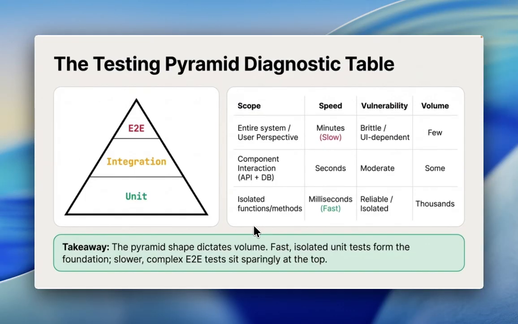The testing pyramid diagnostic table. Unit, integration, E2E. E2E scope is the entire system from the user perspective; speed is slow, vulnerability is brittle or UI dependent, volume is few. Integration covers component interaction, API plus DB; speed is seconds, vulnerability is moderate, volume is some. Unit covers an isolated function or method; speed is milliseconds, vulnerability is reliable and isolated, volume is 1000s. The pyramid shape dictates volume: fast isolated unit tests form the foundation, while slower complex E2E tests are sprinkled at the top.